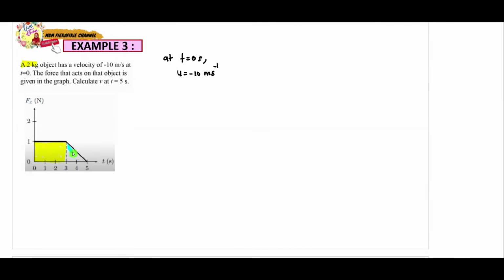Ingat lagi ke? Okay, so saya kadakan dua color lah dekat sini. So in order to calculate the area under the graph, you boleh guna equation trapezium ataupun you nak kira asing-asing pun tiada masalah. Okay? Tapi soalan tanya apa? So the force that acts on that object is given in the graph. Calculate the final velocity at t is equal to 5 seconds. So we want to calculate v when t is equal to 5 seconds.